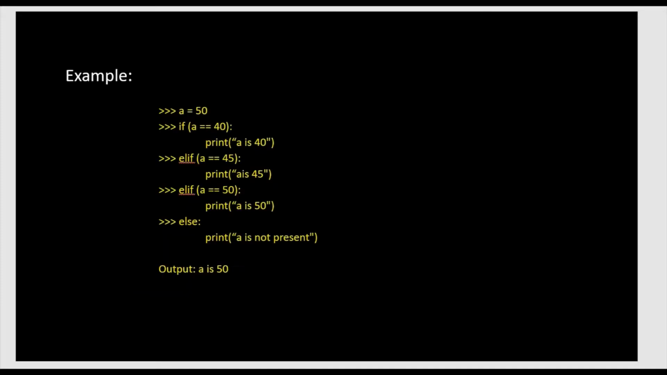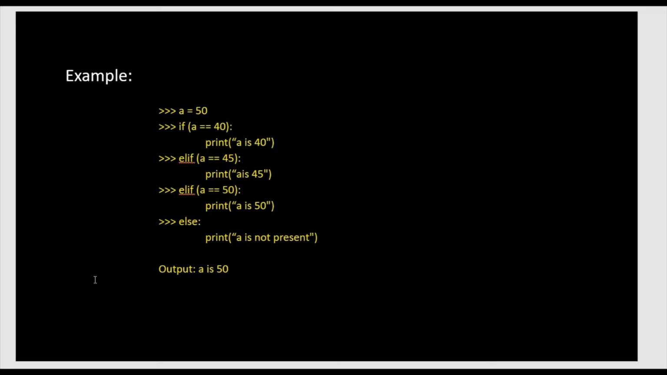Here the example is a equals 50, initializing a equals 50. If a equals 40, print a is 40. Elif a equals 45, print a is 45. Elif a equals 50, print a is 50. Else print a is not present.